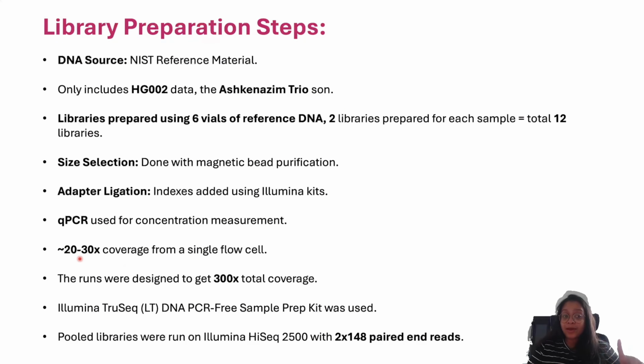We should expect 20 to 30x coverage from a single flow cell, and the runs were designed to get a total coverage of around 300x. This is a pretty high coverage, and if we combine all the data together, we should expect to get this high a coverage. In terms of the library preparation, the Illumina TruSeq DNA PCR-free sample preparation kit was used, and the libraries were pooled and were run on the Illumina HiSeq 2500 machine, which resulted in paired-end reads of 148 base pairs.